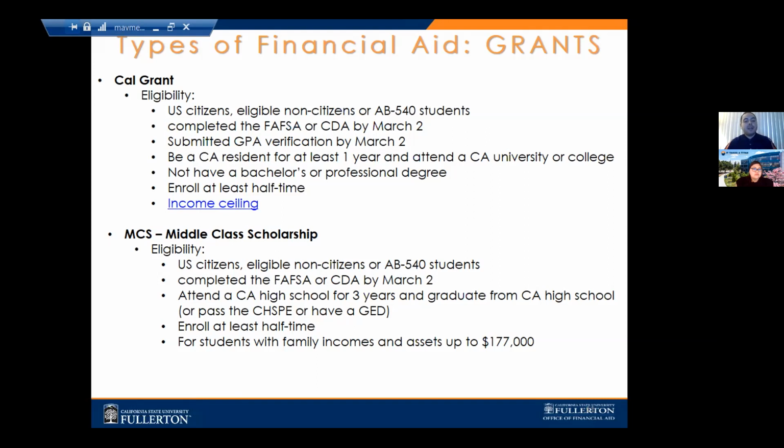For families who have higher incomes, who maybe miss out on the Cal Grant, they are at times awarded something called the Middle Class Scholarship. This is another state grant that is awarded to students to help with their cost of tuition. And there's a number of different things that they look at in terms of income and assets, but it is intended for students who are California residents and who are enrolled at least half-time.